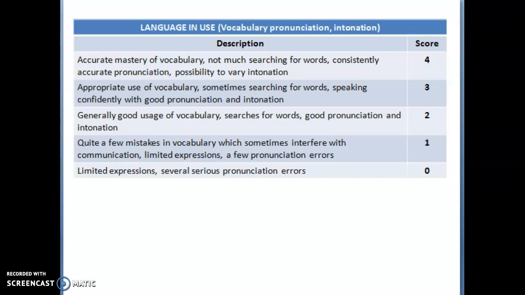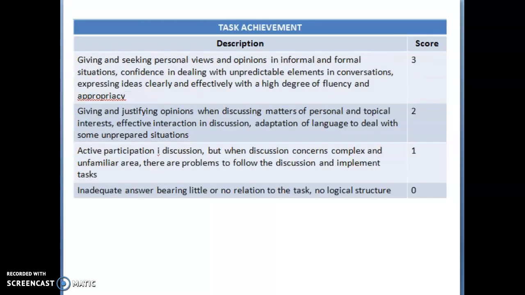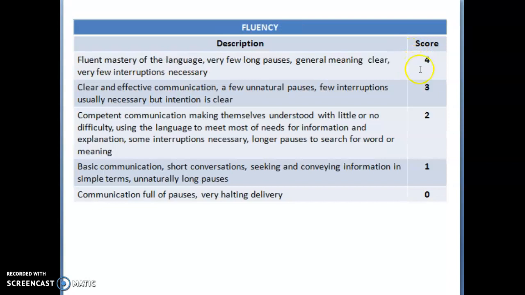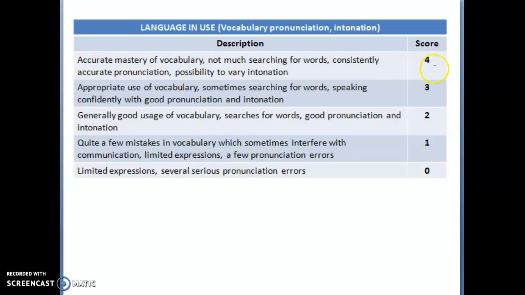Well, as we have already learned in the previous meeting, the characteristics of a test are validity and reliability. Now let's see the characteristics, starting from task achievement. The maximum score is 3. However, for the second aspect it is 4, and the third aspect it is 4, and then the last aspect it is 4.